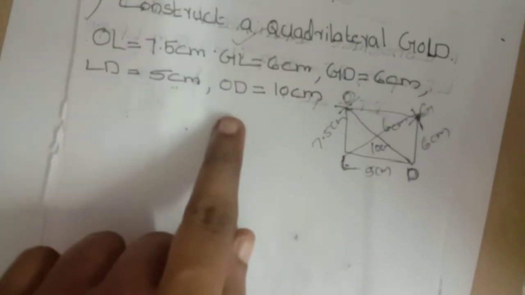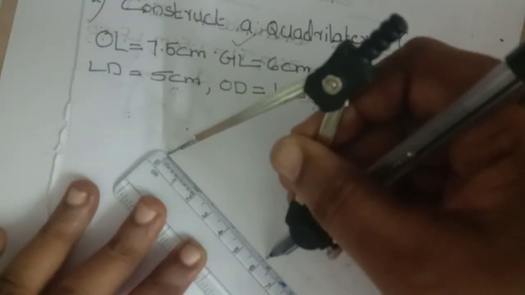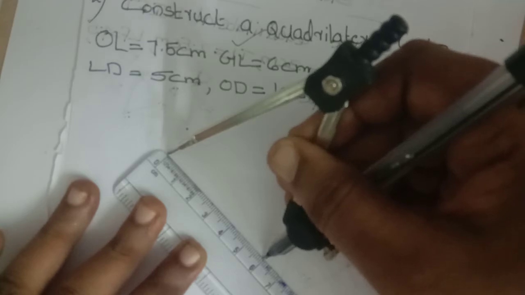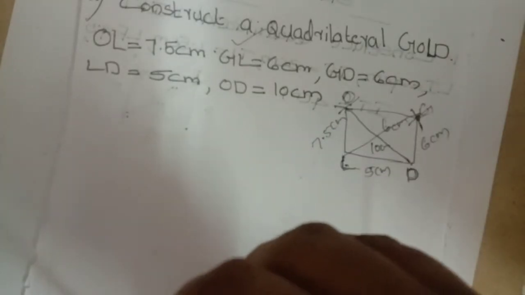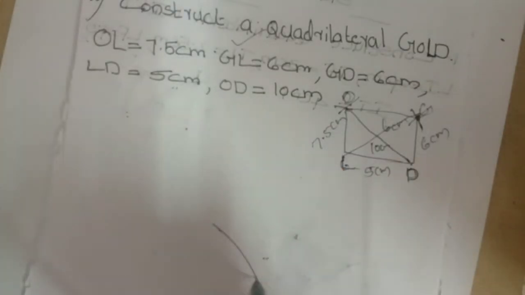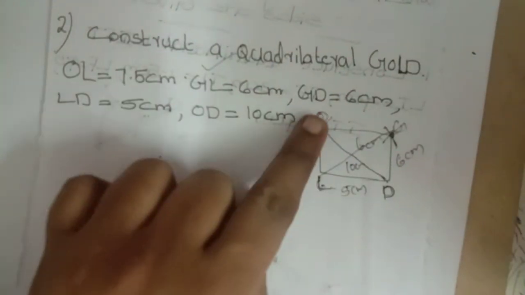Next, our aim is the G point construction. For G point construction, the baseline points are L and D. L and G carrying value is how much? 6 centimeter. That's why we take 0 to 6 measurement, take L as center and draw a 6 centimeter arc. In the same way, D and G carry measurement.